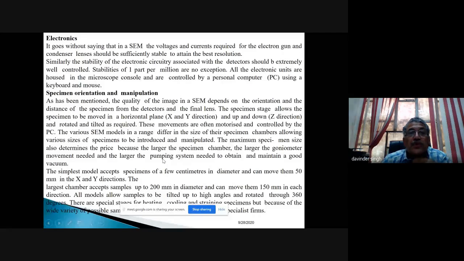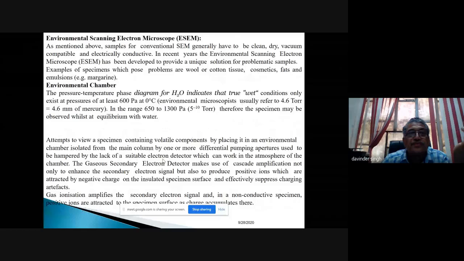Electronics, what we have, specimen orientation and manipulation. As I told you, with the goniometer we can play with that. What type of image you can have, movement in XY direction. Okay. Another important concept here also: environmental scanning electron microscope.